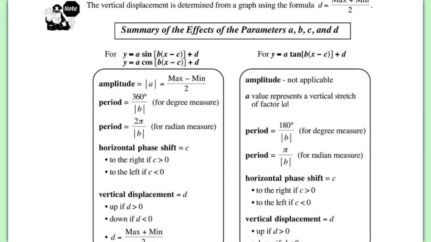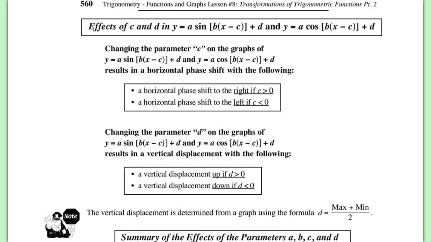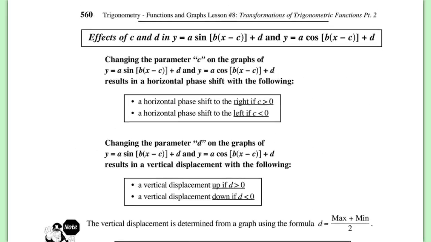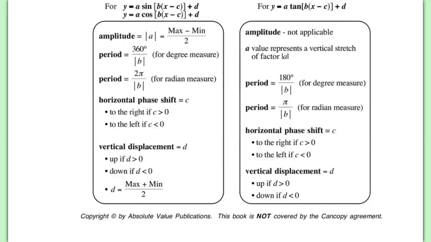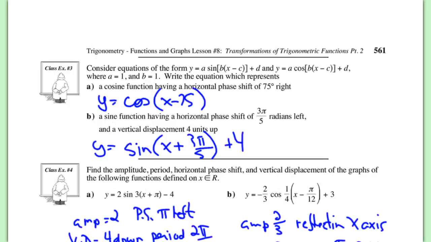There's a summary, and we don't really need to go through a lot of this, but you can look that over and highlight. It's basically the same transformations that we've already done.